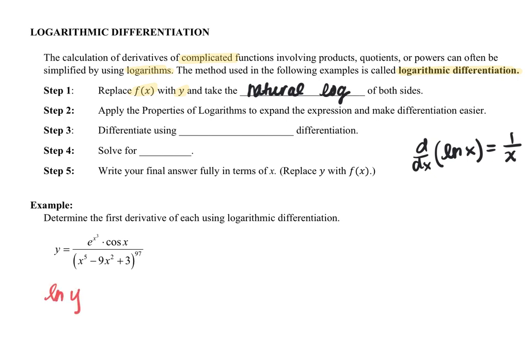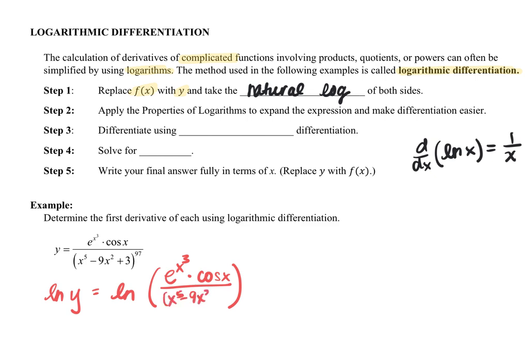So that's going to be the natural log of y, and then we'll take the natural log of this entire ugly quantity. I made this one as ugly as I could possibly think of. So the natural log of this entire thing on the right-hand side.